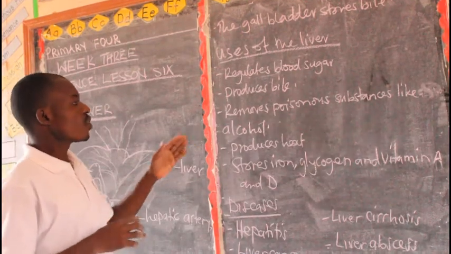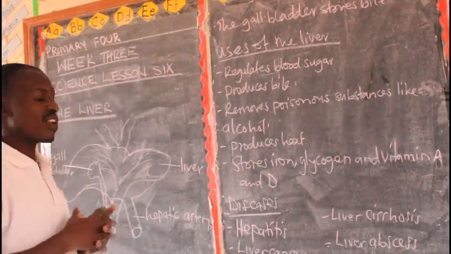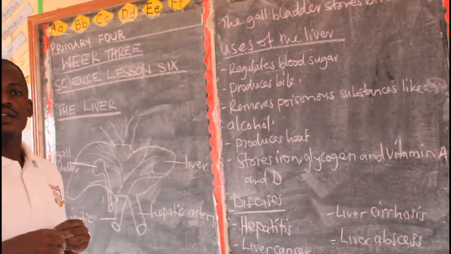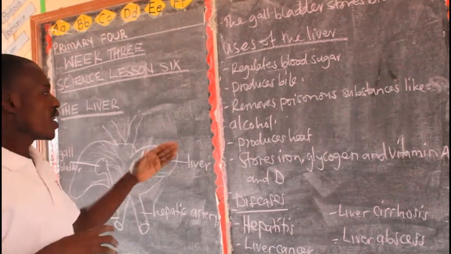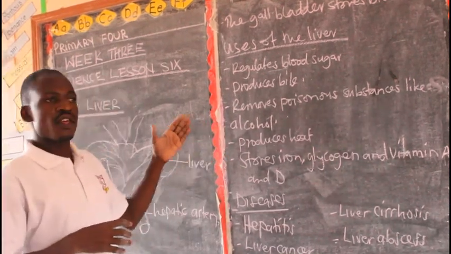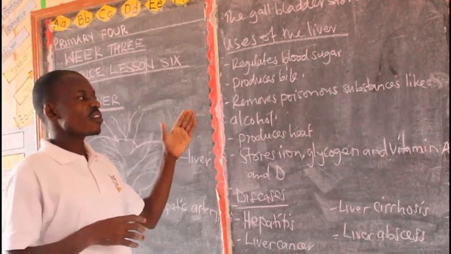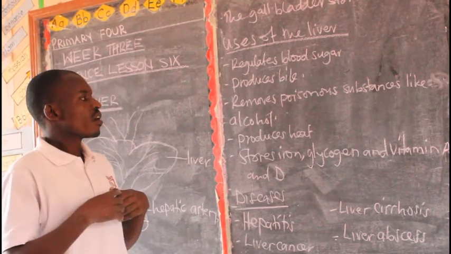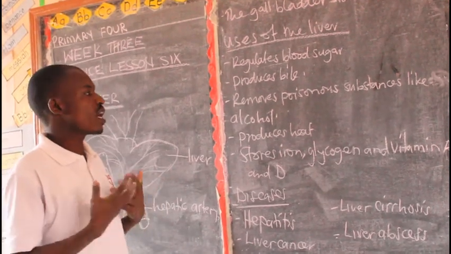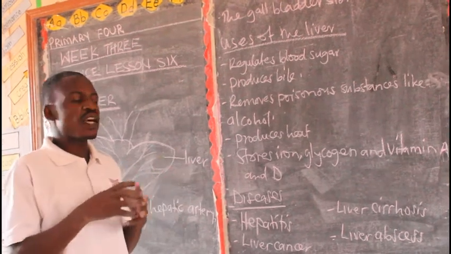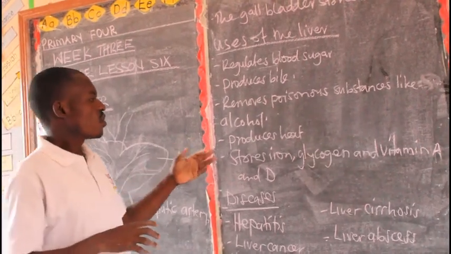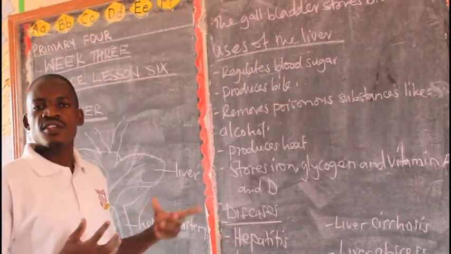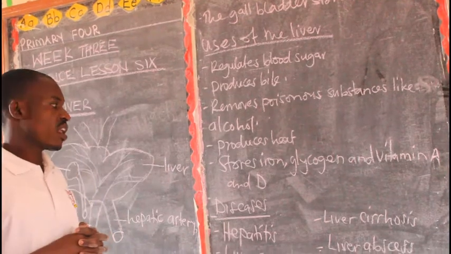Then the liver also removes poisonous substances like alcohol. So it detoxifies the alcohol in the body. Some people take alcohol. When the alcohol reaches the body, it is absorbed in the stomach and taken to the liver. Once it reaches the liver, the liver detoxifies it, or makes it harmless. So it removes the poison in the alcohol. And also the liver produces heat. For you to feel that heat in the body, it is the work of the liver that produces that heat.